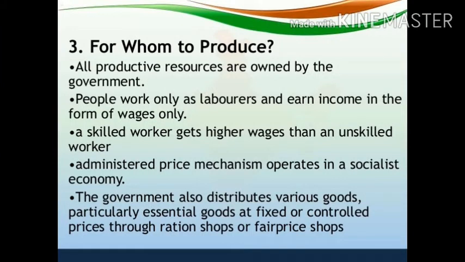Next problem is for whom to produce. Who are the target consumers? All productive resources are owned by the government. So here in a socialist economy, the owner of the resources is the government. People work only as laborers and earn income in the form of wages only. A skilled worker gets higher wages than an unskilled worker. Administrative price mechanism operates in a socialist economy. And lastly, the government also distributes various goods, particularly essential goods, at fixed or controlled prices through ration shops or fair price shops.